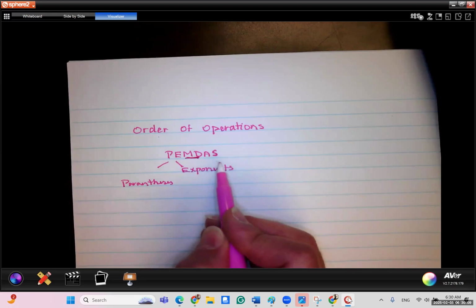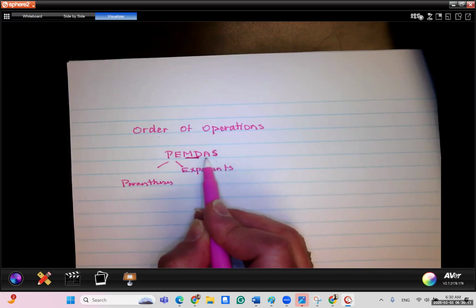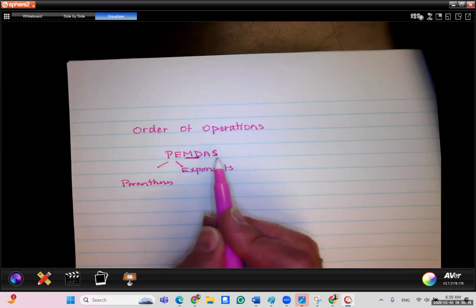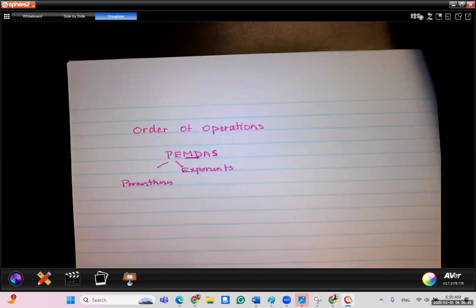Same thing with addition and subtractions. They come after all the other ones, but with the two of them, they compete with each other. So whatever comes first, we do first. So if subtraction comes first, we do it first and then addition, but it still has to be done after all the other ones. Okay.